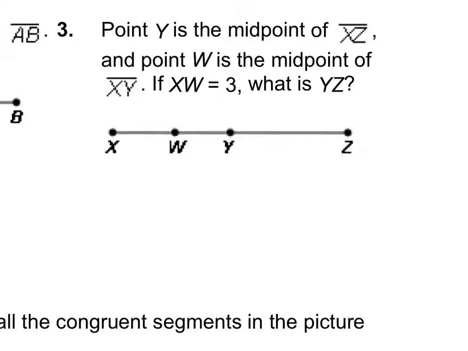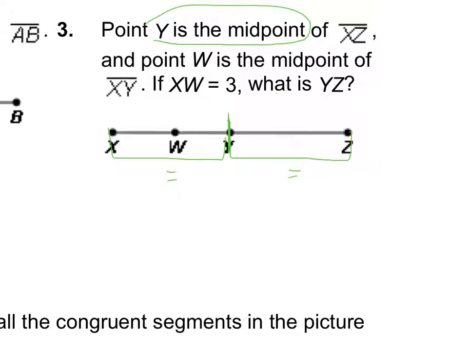Number 3, point Y is the midpoint of XZ. So let's start with there. Y is the midpoint. So Y splits all of XZ in half. So this is half and this is half. And you don't have to write that, but that's what it's done. So we know that whatever XY is equal to whatever YZ is. That's the definition of midpoint.